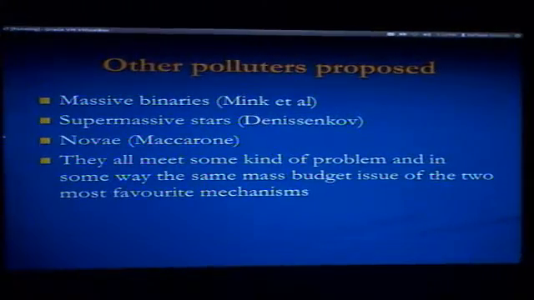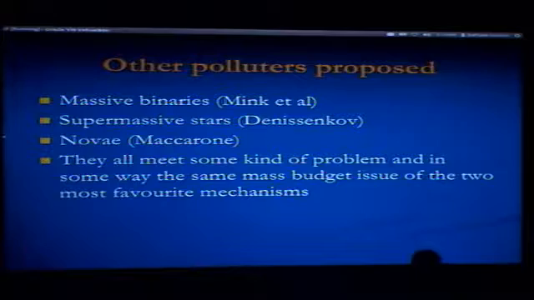There are other polluters that have been proposed: massive binaries, novae, supermassive stars. At the end, all of them have more or less the same problems. For instance, for supermassive stars, you require an enormous number of very massive stars that have never been observed. For novae, you again require an enormous number of novae, and also the novae lose mass at too high speed. Massive binaries seem a variation of the model of the fast rotating massive stars, and have more or less the same problems. So all these models have problems.